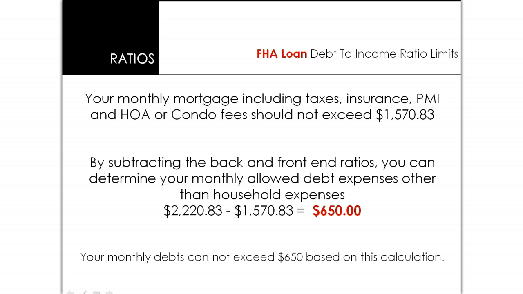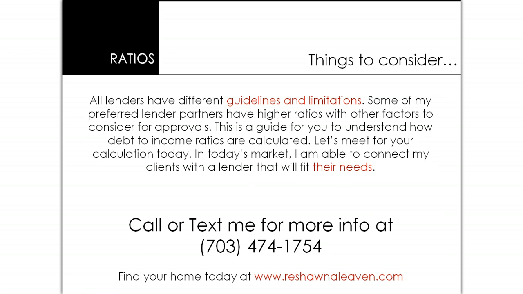By subtracting the front-end from the back-end ratio amounts, you can determine your monthly allowed debt expenses other than household expenses. So in this example, that would be $650. Your monthly debts cannot exceed $650 based on this calculation.